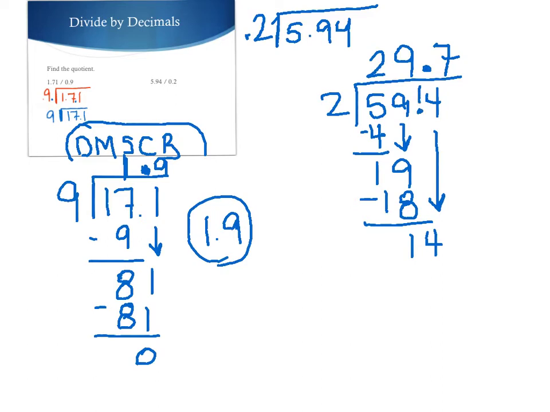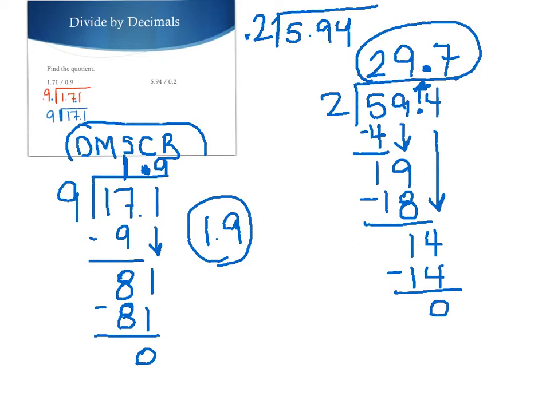One thing I forgot to do is put the decimal straight up in your answer once you've gotten it correctly placed. Again, also notice that I'm lined up too. My answers are right above the numbers. So now I can move on to multiply. 7 times 2 would be 14. I subtract and I get 0 as a remainder. So therefore 29.7 is my answer.